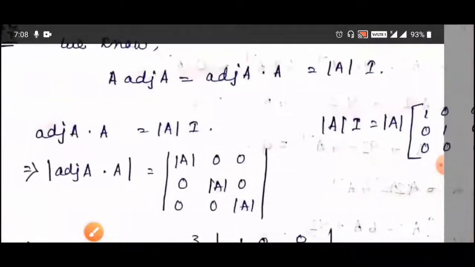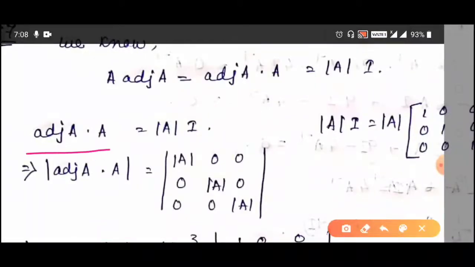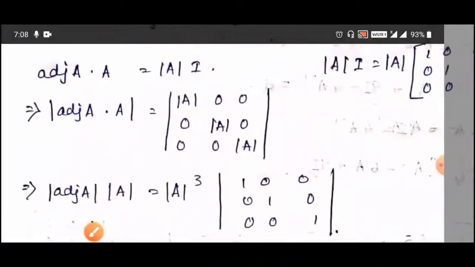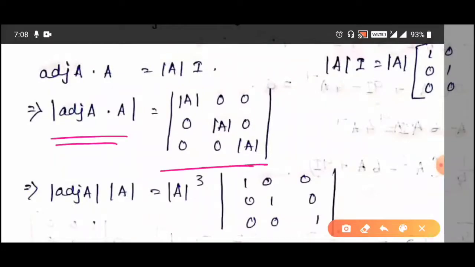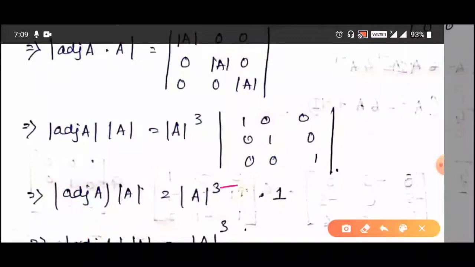Now let us write adjoint A into A is equal to determinant A into I. From here only we can write this. Now we will take determinant on both sides. So if we take determinant like this, then from every row we can take determinant A outside. So it will become determinant A cube, as from row 1 we can take out determinant A, from row 2 we can take out determinant A, and from row 3 also we can take out determinant A. So the determinant will become like this, and we can separate these two.